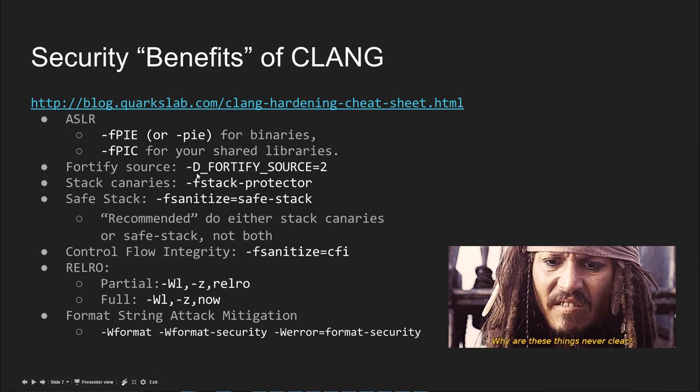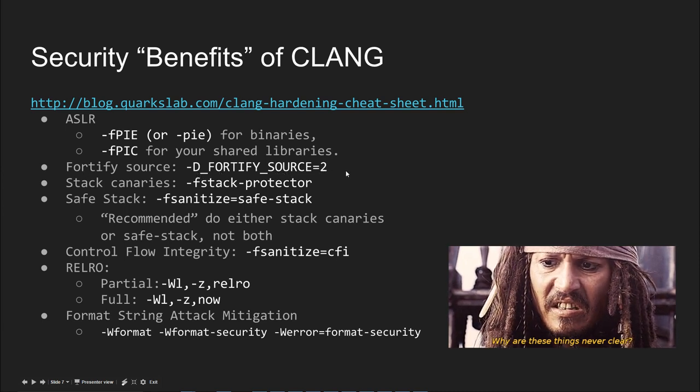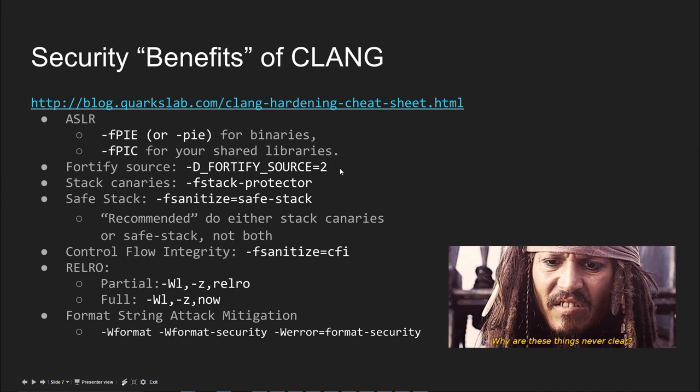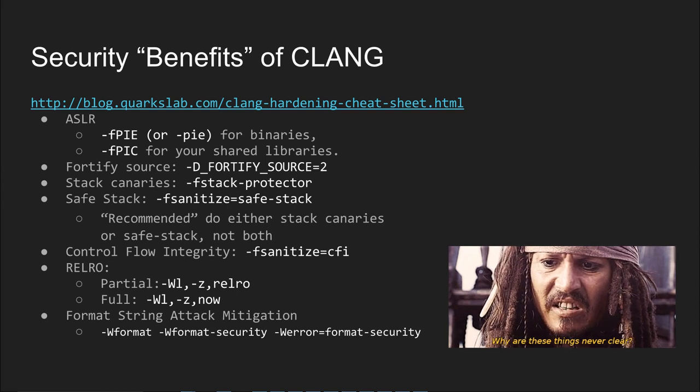For source fortification, you'd use -D_FORTIFY_SOURCE=2. There's also 1 and 0, but 2 is the strongest, and that adds in some reordering of local variables and some additional checks. We've already covered stack canaries and SafeStack. Control flow integrity is enabled by -fsanitize=cfi. It is actually experimental at the moment, so I can't outright recommend it. I have seen performance experiments and papers that say it's actually quite good in terms of performance overhead, so it's not going to kill most processes.